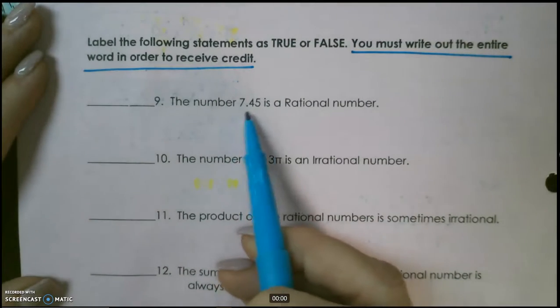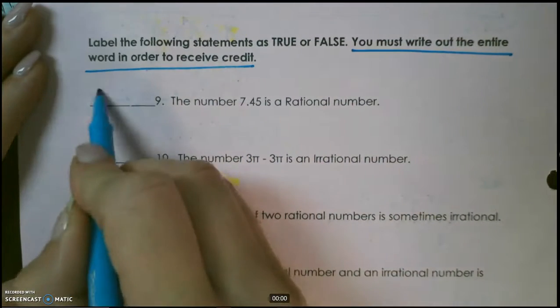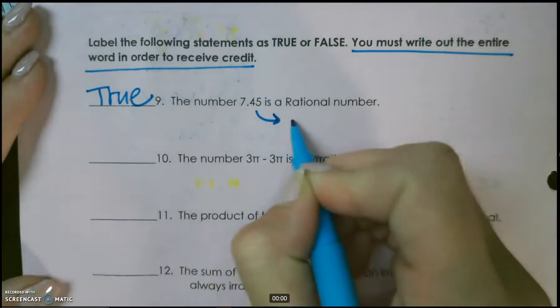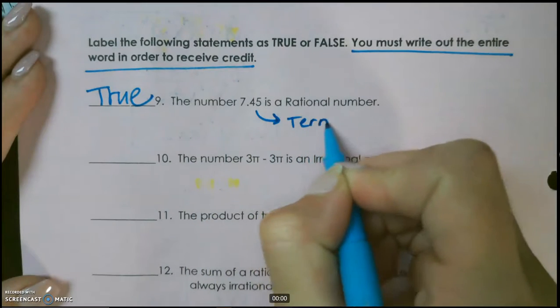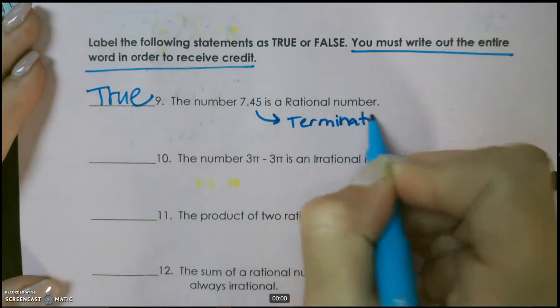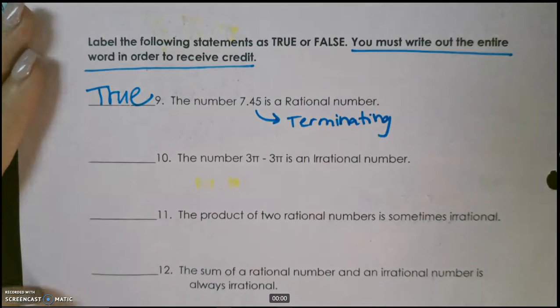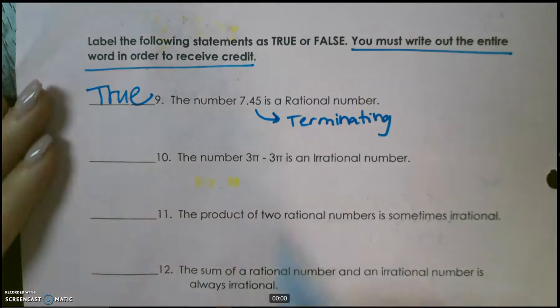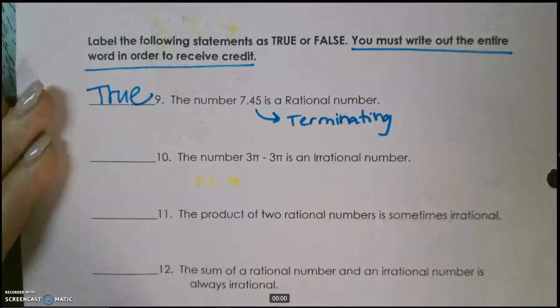The number 7.45 is a rational number. This is true. Okay, and the reason why is that's a terminating decimal. Okay, if it's a terminating decimal or a repeating decimal, it's going to be considered rational. All right, the number 3 pi minus 3 pi is irrational.